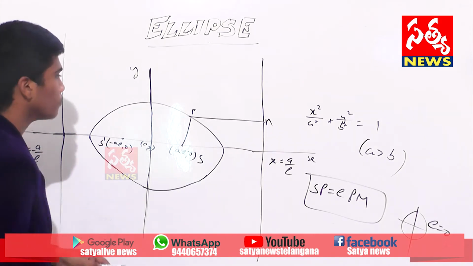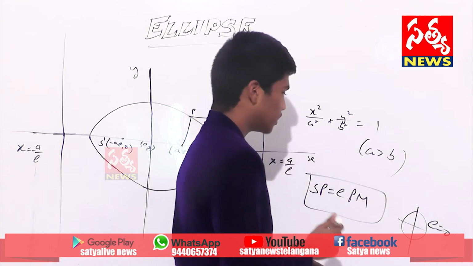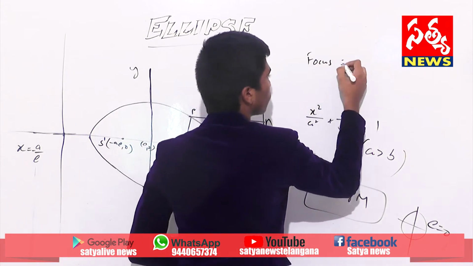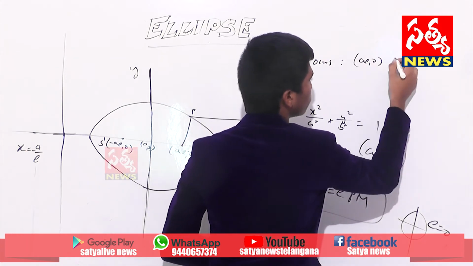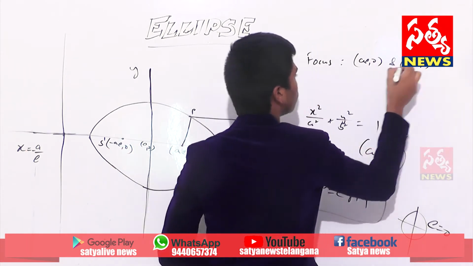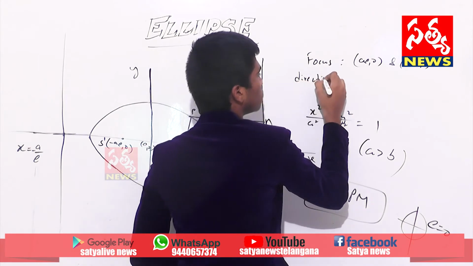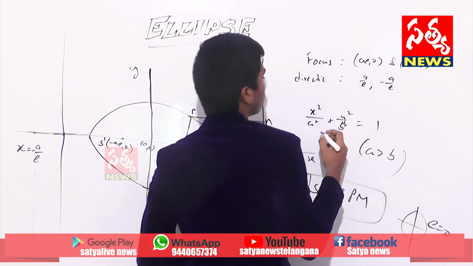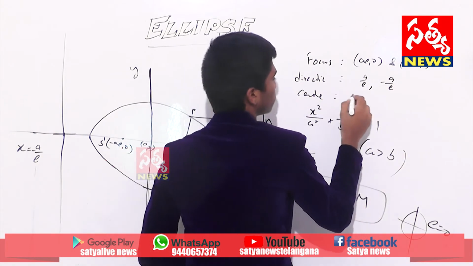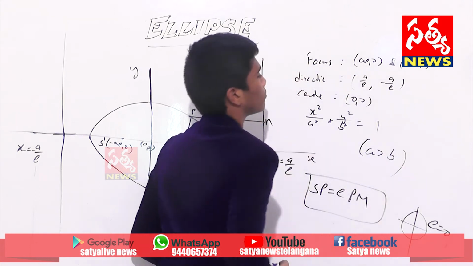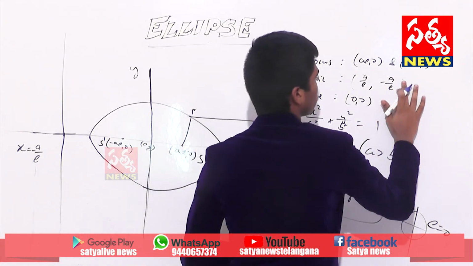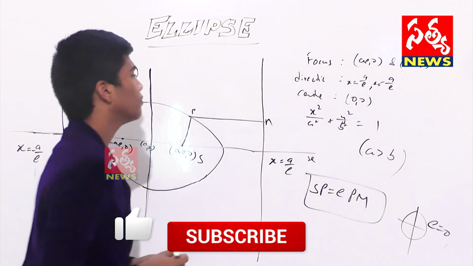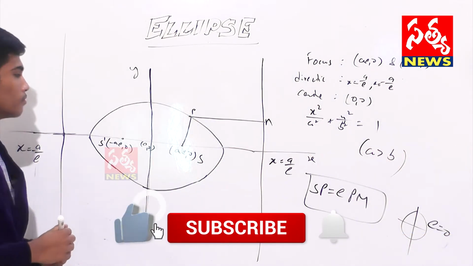Okay, now these are the terminologies I will write. Focus is ae comma 0 and minus ae comma 0. Directrix is plus a by e and minus a by e. Center at 0 comma 0. Okay, that's it.